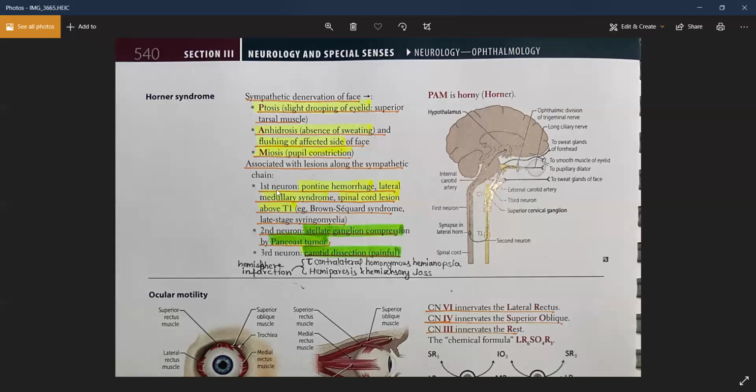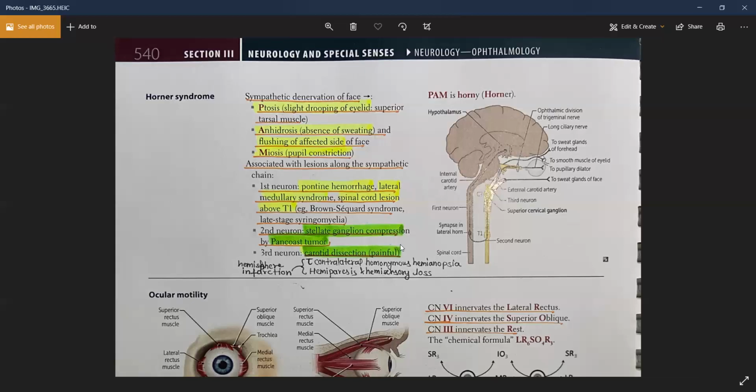You will have damage in the first neuron because of a pontine hemorrhage, because of a lateral medullary syndrome, because of any spinal cord lesion like Brown-Séquard syndrome or late-stage syringomyelia. You will have damage in the second neuron because of any stellate ganglion compression, or any sympathetic chain compression, I must say, and that can happen because of a Pancoast tumor. You will have third neuron damage, and that can happen because of a carotid dissection, and this condition is very much painful.